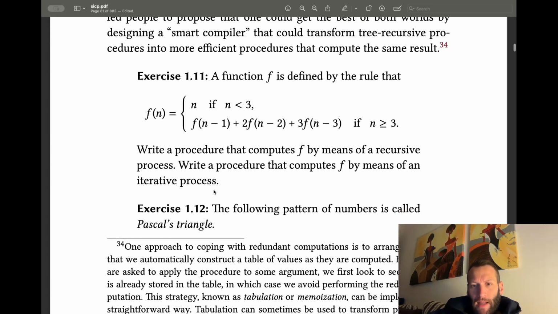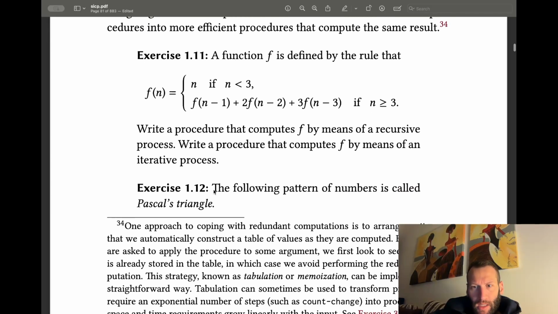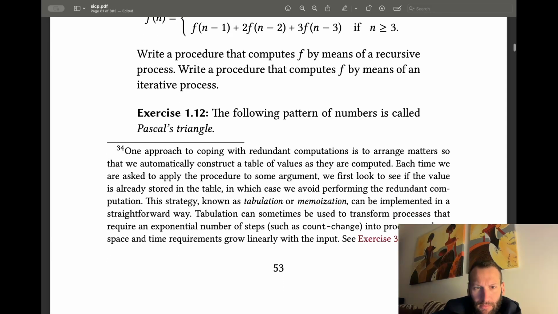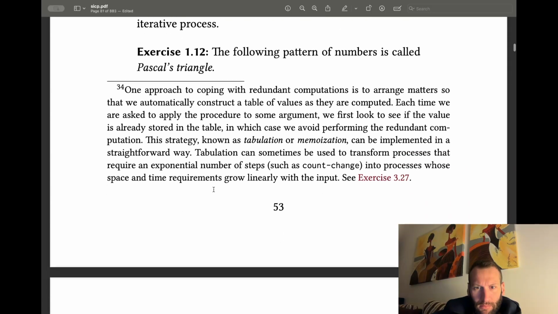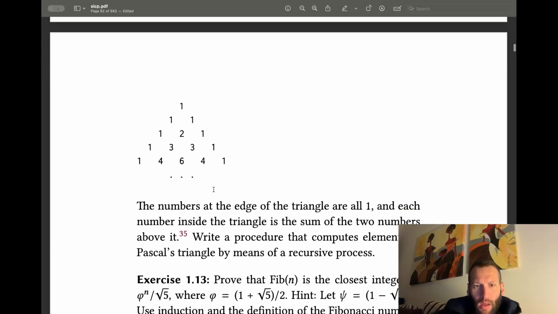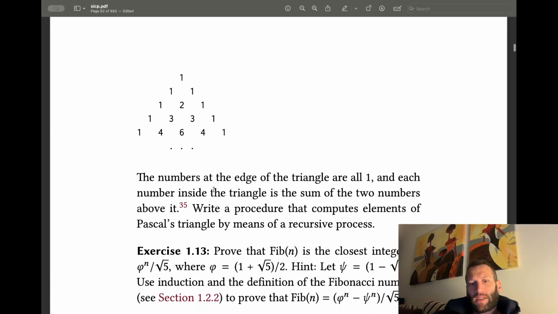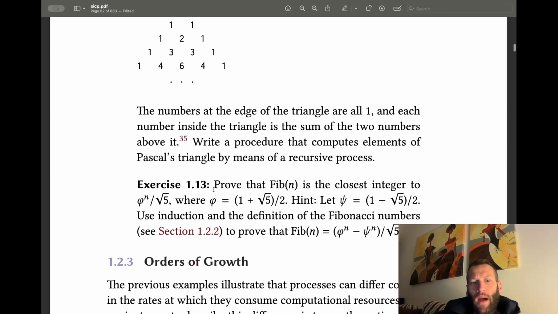The following pattern of numbers is called Pascal's triangle. The numbers at the edge of the triangle are all 1, and each number inside the triangle is the sum of the two numbers above it. Write a procedure that computes elements of Pascal's triangle by means of a recursive process. This is nice as well.